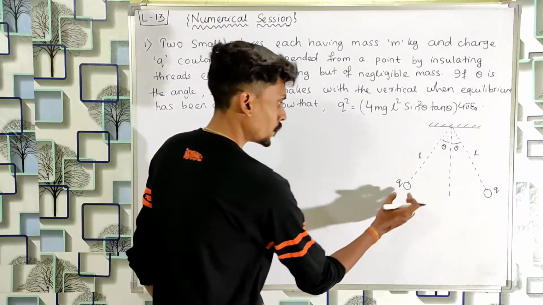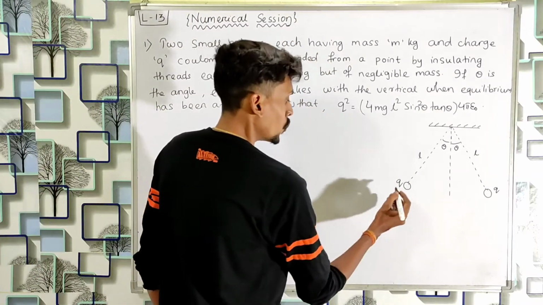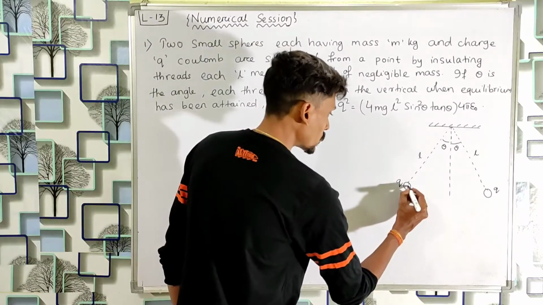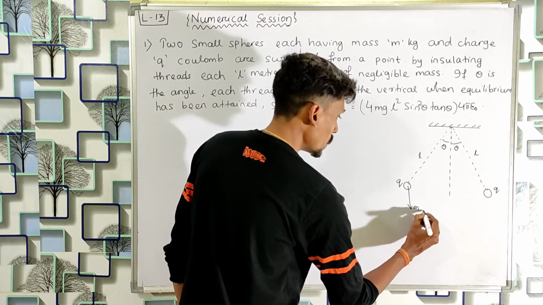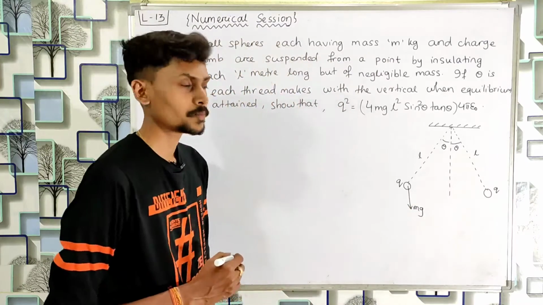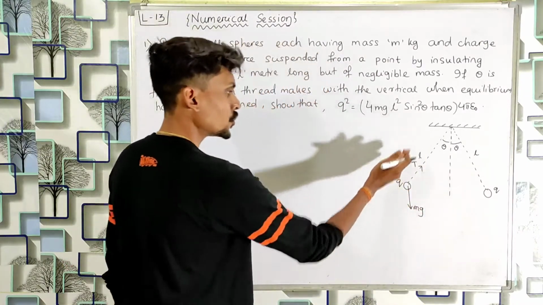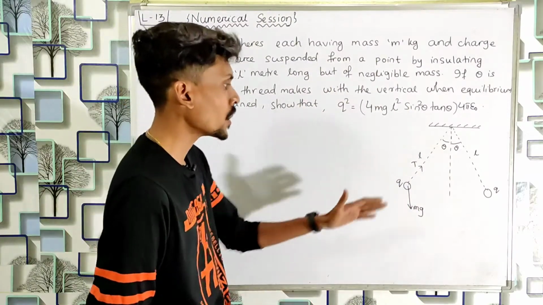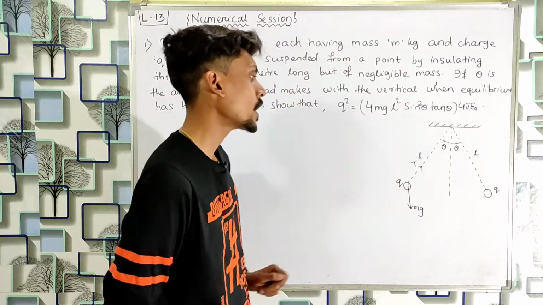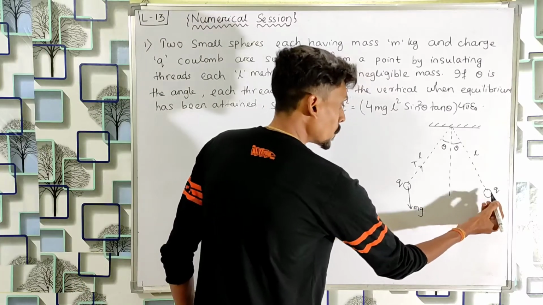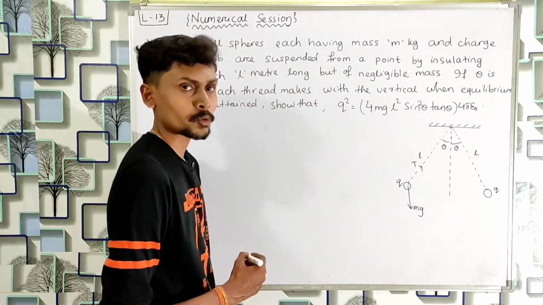Now look at the first sphere. So what are the various forces acting on this sphere? The first force is its weight m into g, which is vertically downward. The second force is the tension T along the string. Is that clear? This is the string, so the tension T will act along the string. And this sphere will repel this sphere with a force.